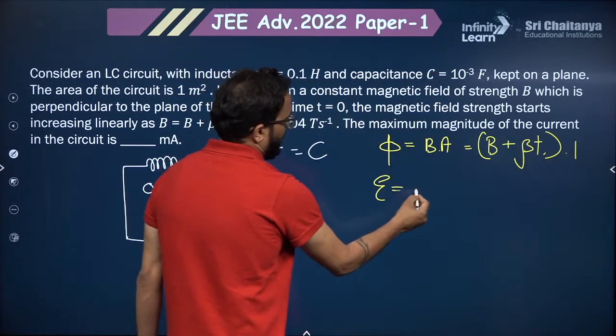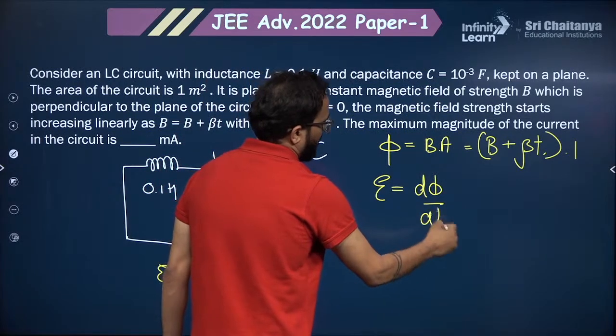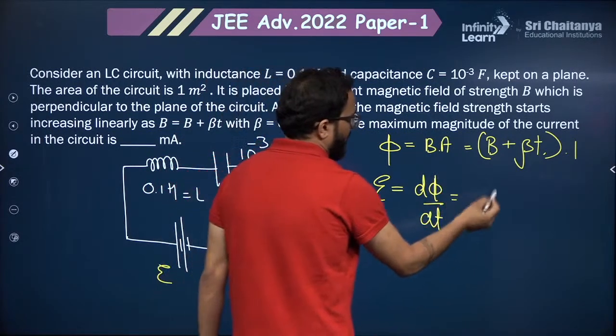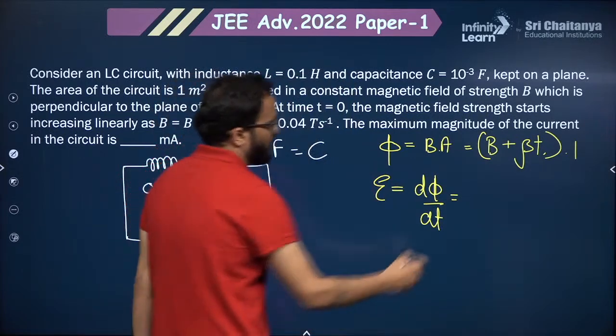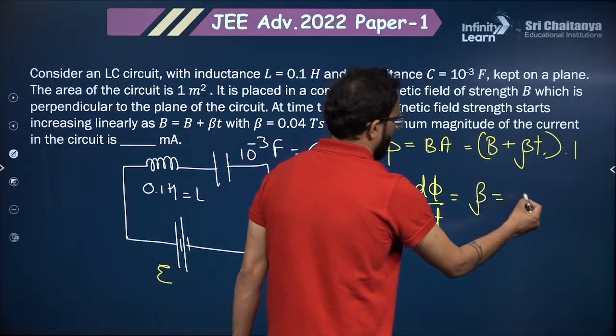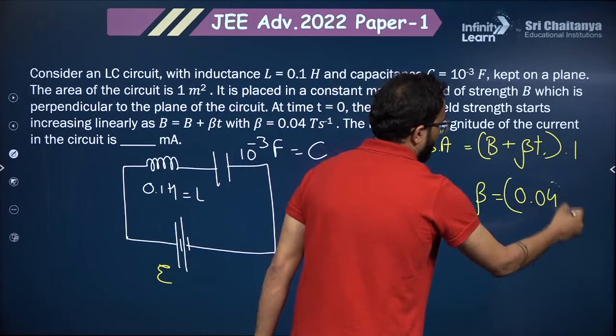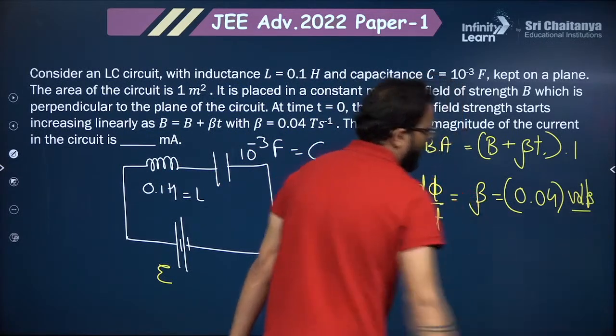Now what is the EMF induced? It is minus d phi by dt, or magnitude wise let's take d phi by dt. So this constant is gone, beta is there. So it will be beta. Beta is how much? 0.04. So this is the EMF induced, right?